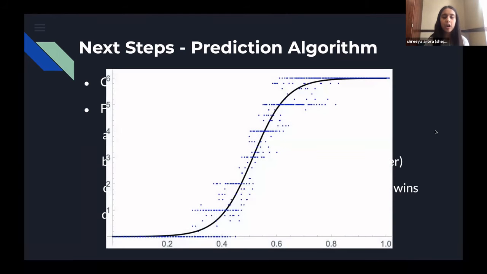So this is our data, and you can see the fit line basically starts at 0. For a long time, Party A was not winning any of the seats since the majority was in Party B's hands. However, as we continued going up, Party A would win more seats, and then eventually Party A was steadily winning all of the seats, all 6 of the districts.